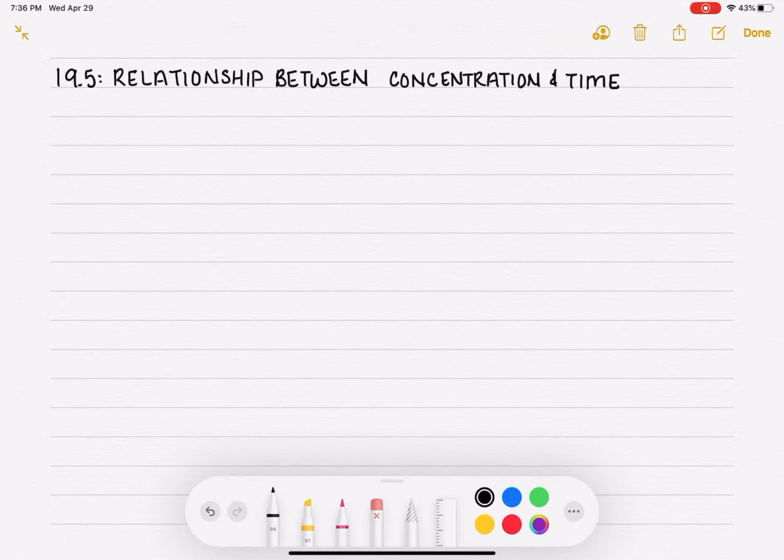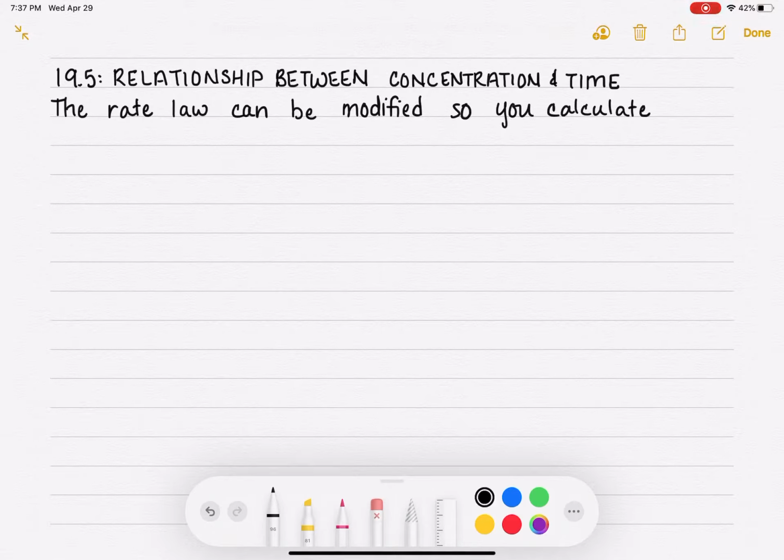So section 19.5 is on the relationship between the concentration of our reactants and the amount of time that has passed since a reaction started. And what we're going to do in this section is learn how to modify the rate law to make it even more useful. The rate law can be modified with some math so that you can calculate the concentration of any reactant at any time.